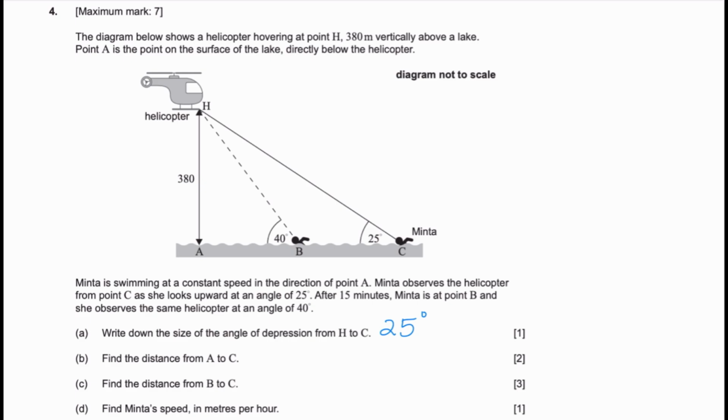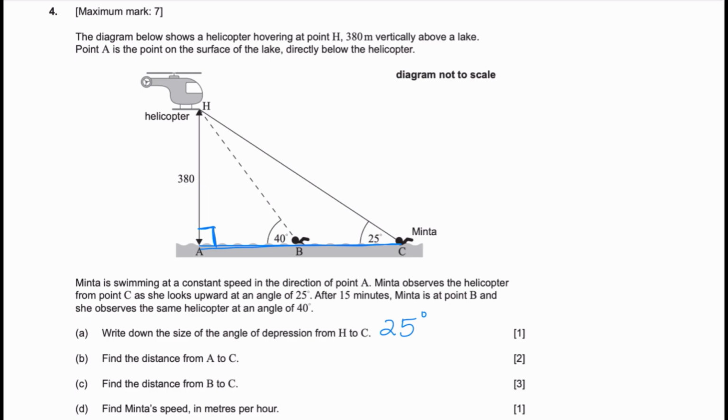So from here, it says to find the distance from A to C. Here is the distance from A to C. Basically, what I have is this triangle. Now, because the helicopter is hovering right over, I know that this is a 90-degree angle. One of the biggest mistakes students make all the time is assuming that we have right angles when you don't.